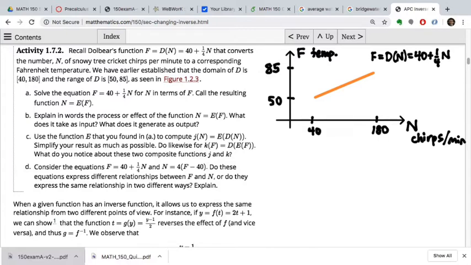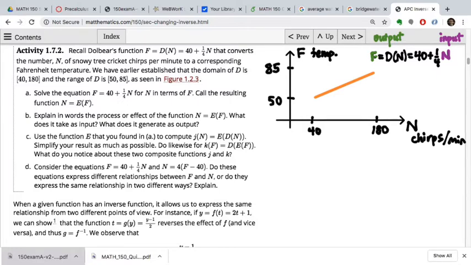And in the original function, the role of the input here is being played by the number of cricket chirps per minute. And then the role of the output of this function is the outside temperature. Right? Output is f, and the input is n. And so if I want a formula for the inverse function, what I should try to do is get the new output, the old input, by itself. Right? So solve this equation for n, which is why this problem is asking us to do that first.